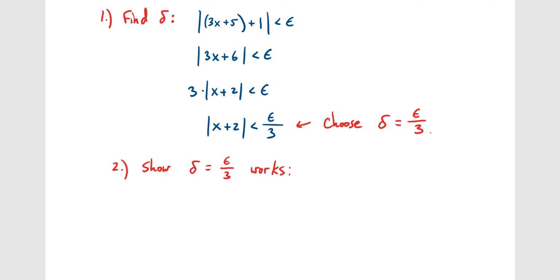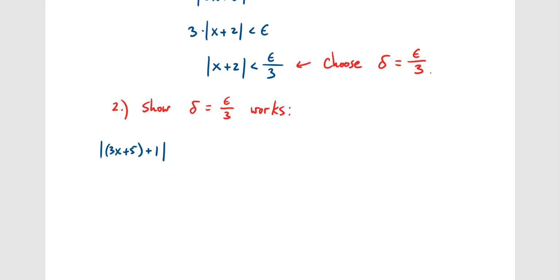Okay, so we essentially start the same exact way. Start with the absolute value of 3x plus 5 minus negative 1, or just plus 1, and now we're going to simplify this the same way we just did. That's 3x plus 6 in the absolute value. We factor out a 3 times the absolute value of x plus 2.